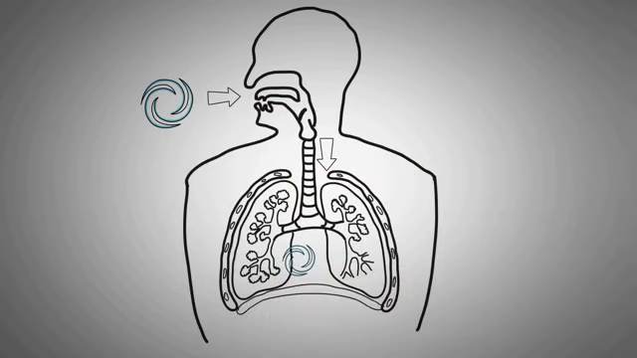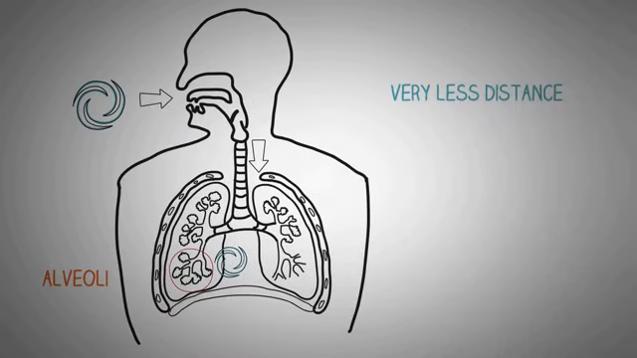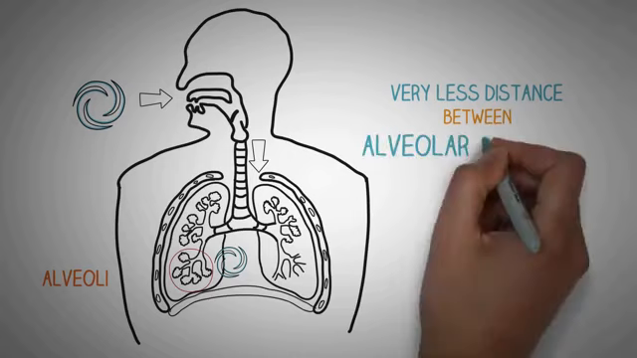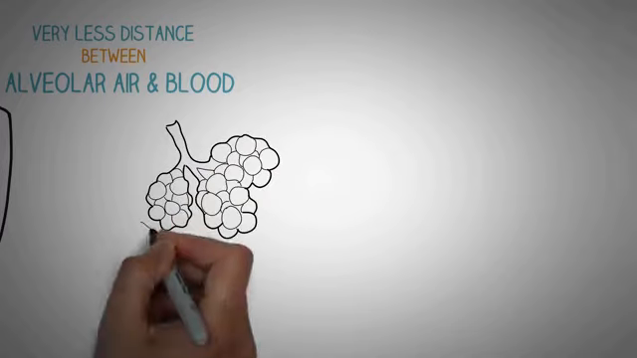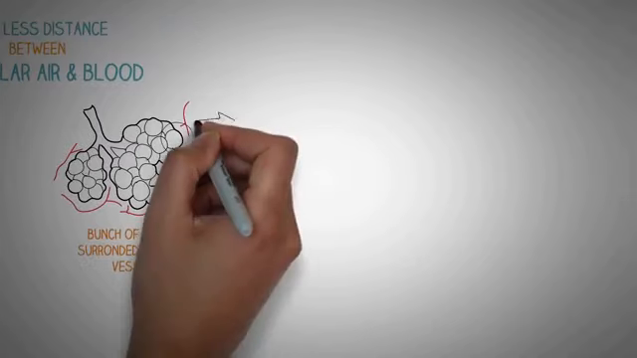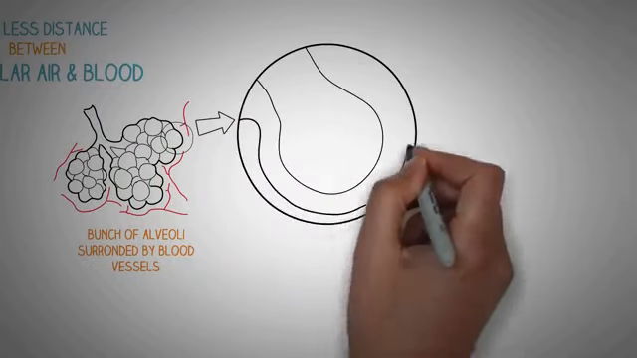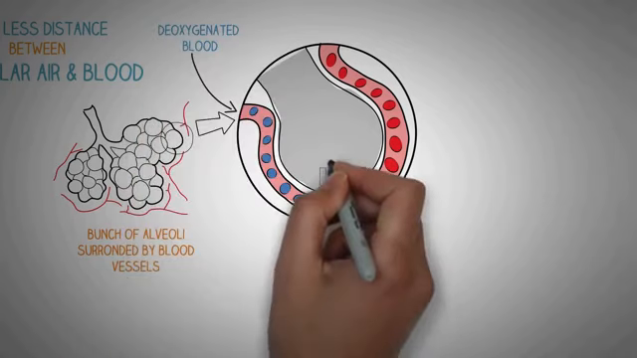So the air that we inhale passes through our respiratory tract deep into our body into a bunch of structures called alveoli. This is important to create a very small distance between the alveolar air and the blood. Now to understand this, take a closer look at this section of alveoli which are attached to the end of a respiratory bronchiole. You can see that a bunch of alveoli are surrounded closely by blood vessels. If we take a single alveoli out of this bunch and magnify it under a microscope, we can see that the alveoli is completely surrounded by a single capillary, but in reality they are surrounded by multiple capillaries to have very close contact with the blood.